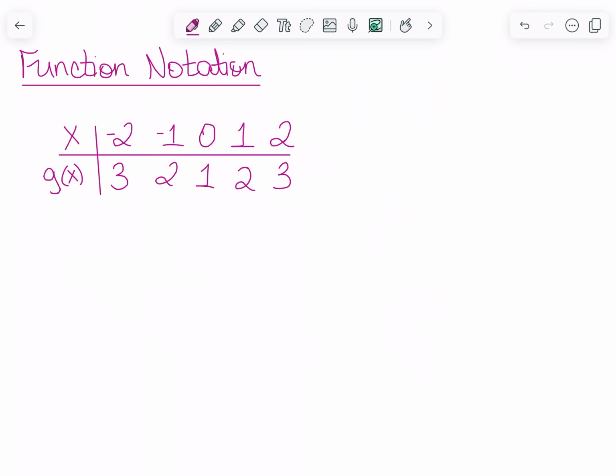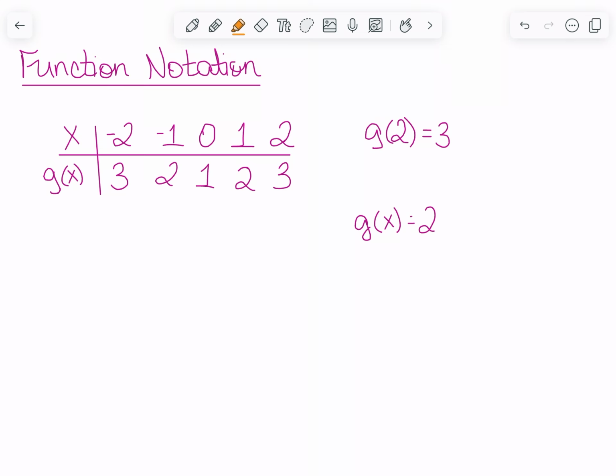We can do similar evaluations using different representations of functions. Let's consider this function defined by this table. We can see that all the inputs are in fact distinct, so this does represent a function. Let's suppose we want to find the value of g of 2. In this case, we would look at the 2 as the input, and we see that 3 is the output. In this case, we have that g of 2 is equal to 3.